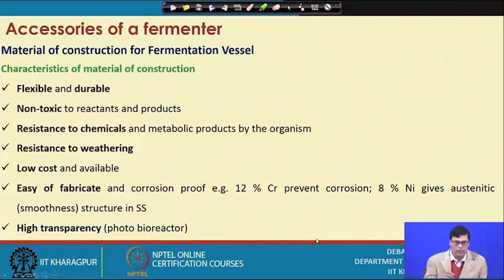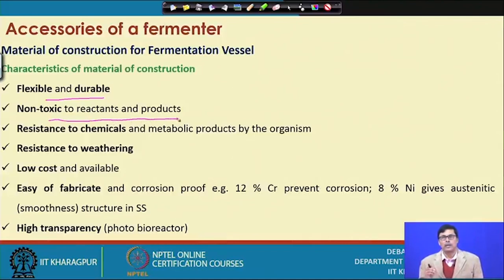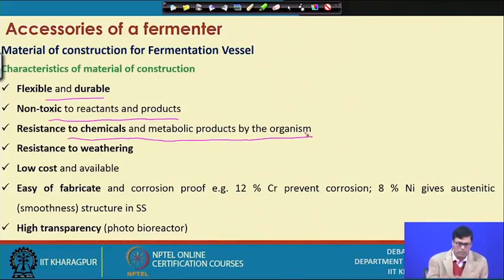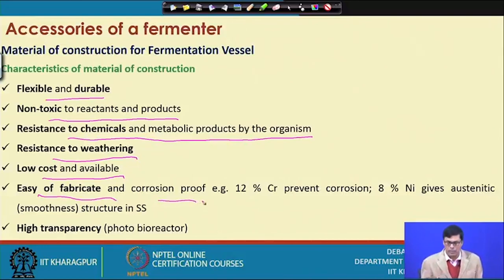Now, the material of construction should be flexible and durable, as I told you, non-toxic to the reactant and product, because whatever component is in the media should not react with the material of construction. Resistance to chemicals and metabolic products by the organism, resistance to weathering, low cost and available, easy to fabricate and corrosion proof. As for example, I told you stainless steel is usually used as a material of construction.